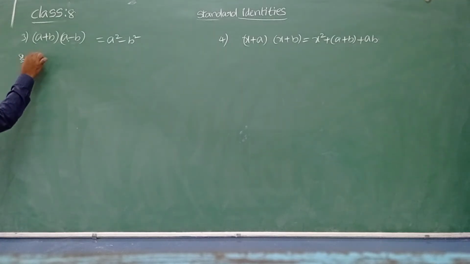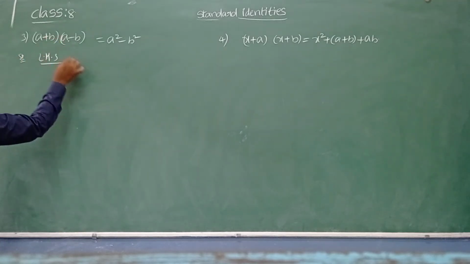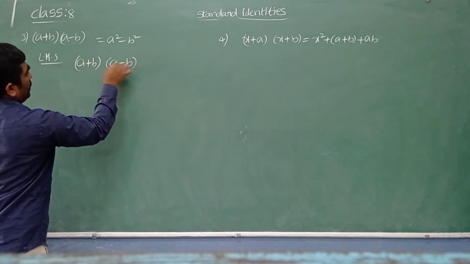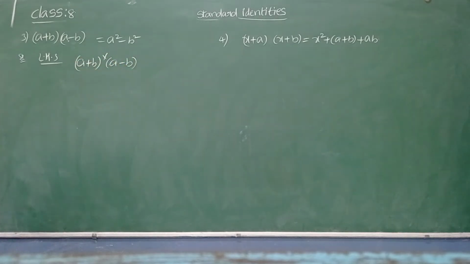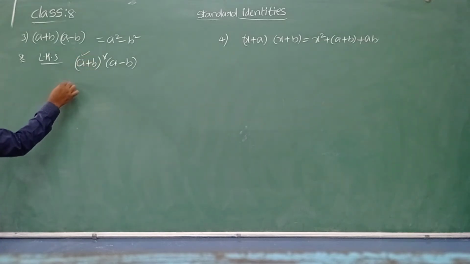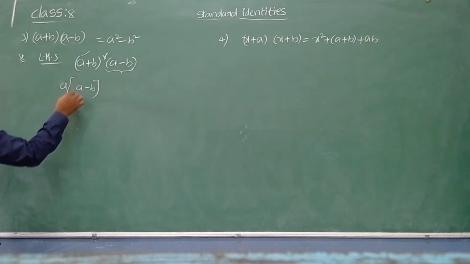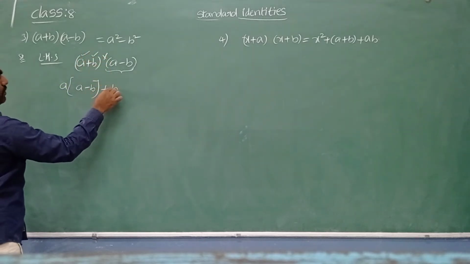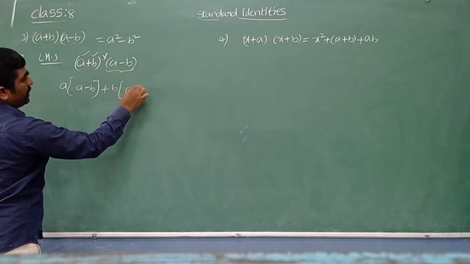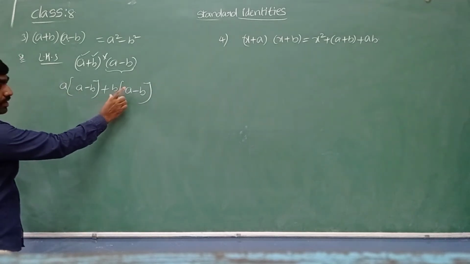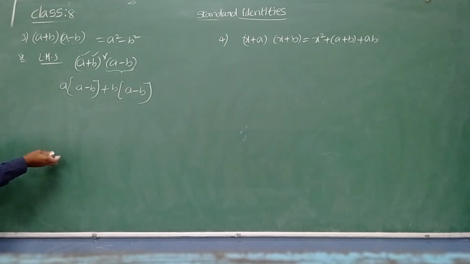Here, see the solution. First let me take the LHS part. What is the LHS here? It is (a + b)(a - b). Directly, it is a multiplication of binomials. Take the first term and multiply with the complete second binomial, which is a - b. And take the second term of the first binomial, plus b, and multiply with the complete second binomial. It is like monomial into binomial. Multiply it.